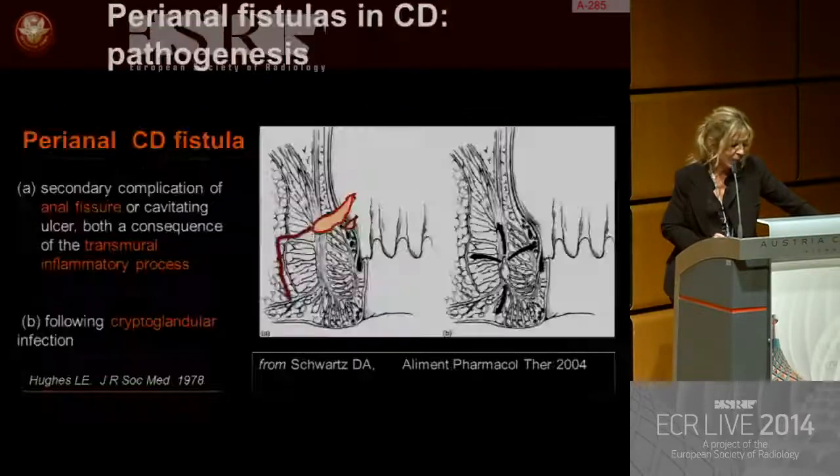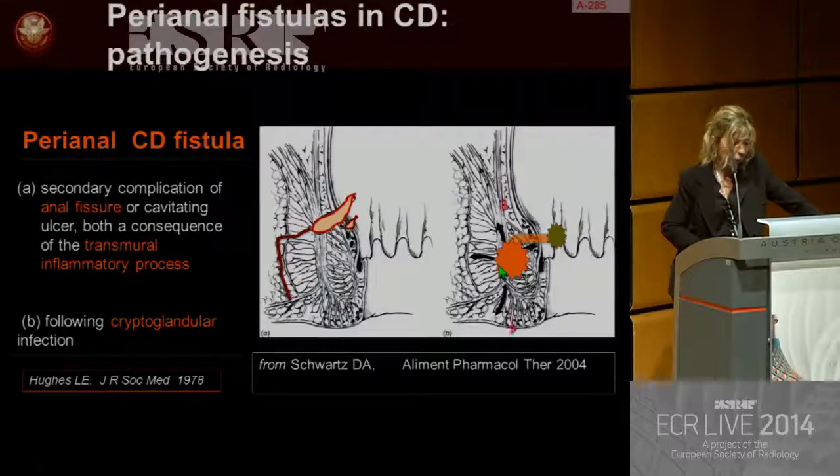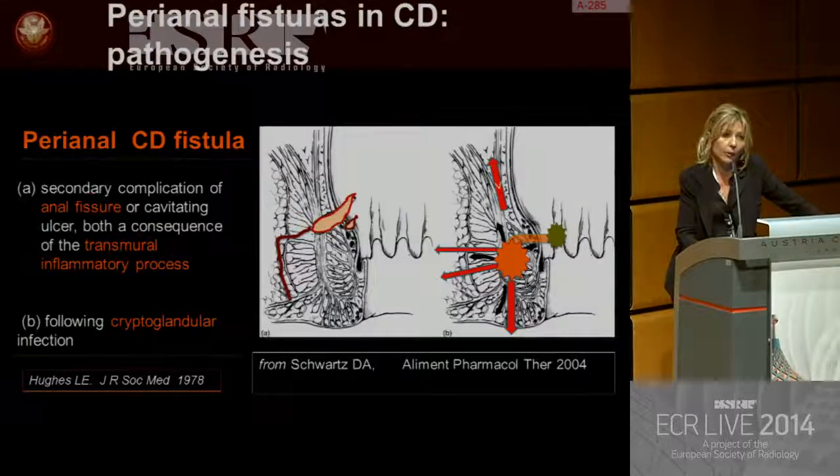Just to start, as Steve nicely showed before, one of the main pathogenic mechanisms for the development of a fistula is the inflammatory process at the level of the anal gland in the anal sphincter. And this is definitely one of the main pathogenic mechanisms leading to the spreading of fistula from this central area.